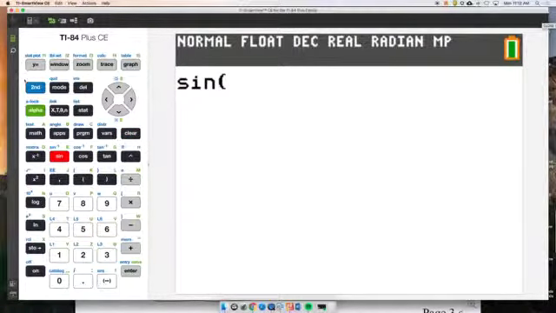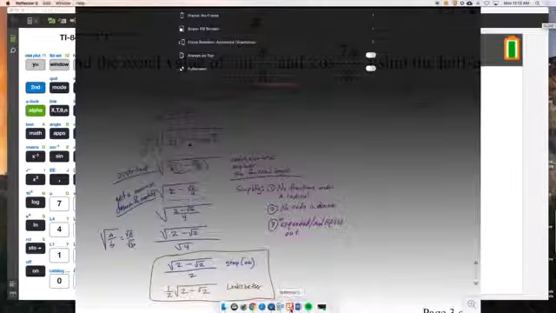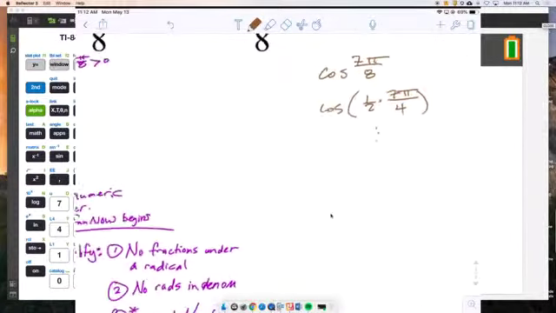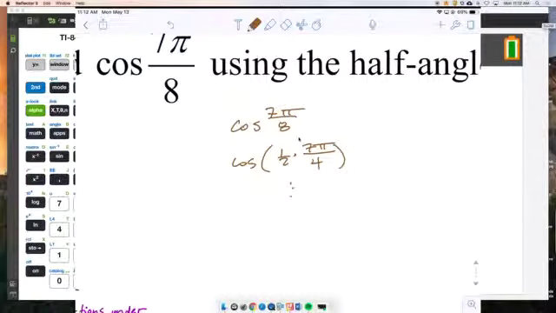Y'all have it written down? Yeah. I'm just going to verify the previous problem while y'all are working. Again, if you're stuck, here's all we did. We just wrote it as 1/2 of π/4. Just factor 2 out of the bottom.